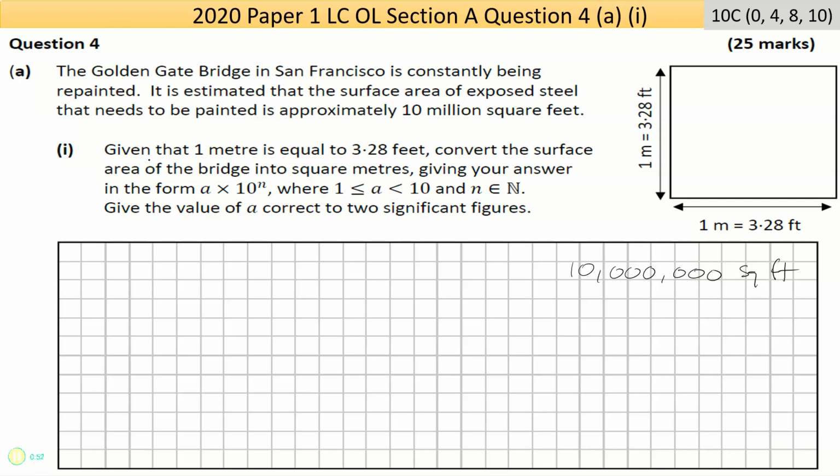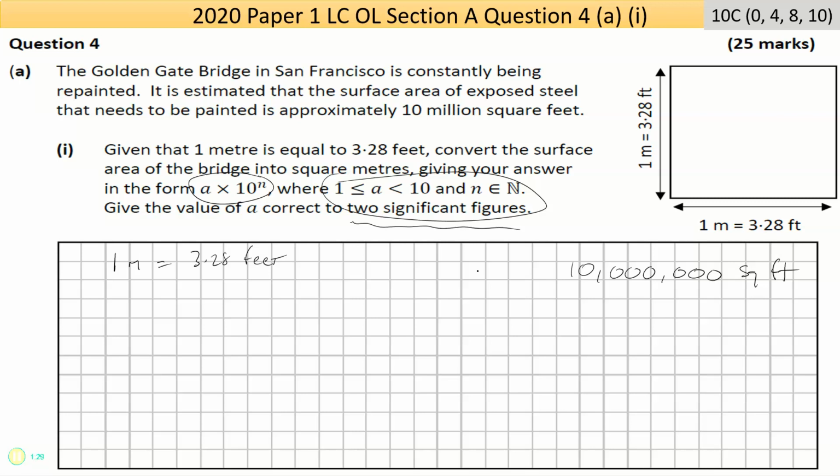Now, part 1 here says, given that 1 meter equals 3.28 feet, convert the surface area of the bridge into square meters, giving your answer in the form a by 10 to the power of n, where the a is between 1 and 10, and the power is a positive number. So in a sense, don't worry about this. It's always between 1 and 10 in the Leaving Cert. So you just write it in normal scientific notation. And the last bit here, you've got to worry about these two significant figures. We can worry about them later on.